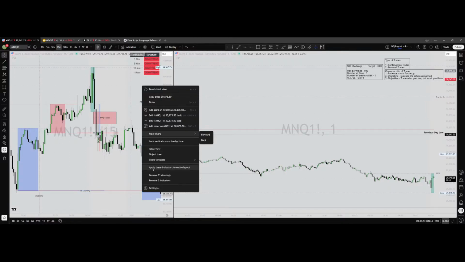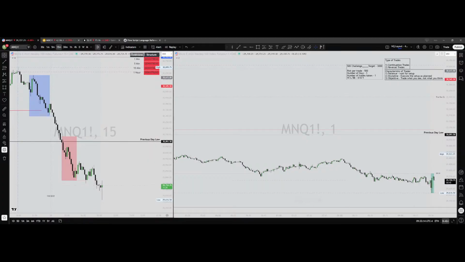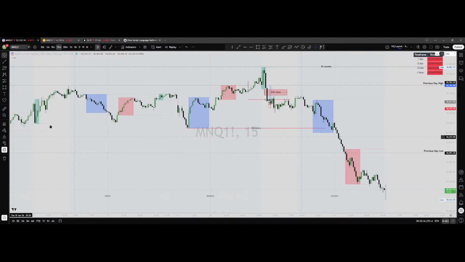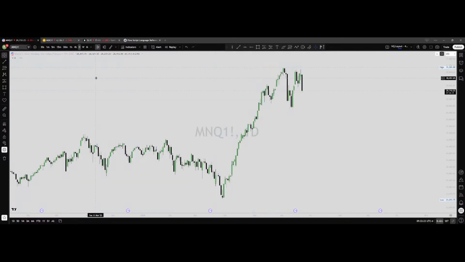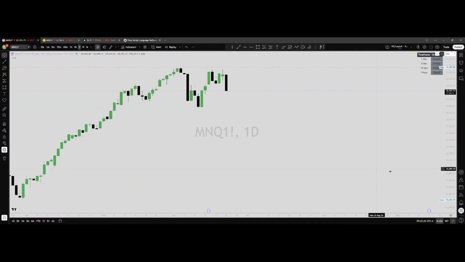Okay, before wasting our time, let's start the analysis of NQ. Okay, what do we have? Let's start with the daily time frame.